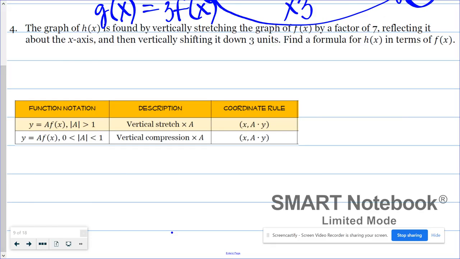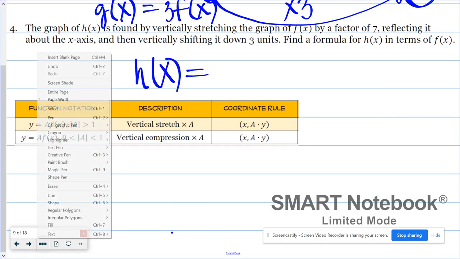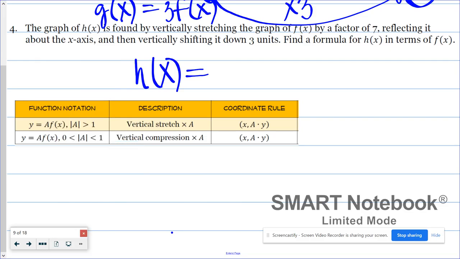Okay, in problem number 4, it says the graph of h of x is found by vertically stretching the graph of f of x by a factor of 7, reflecting it about the x-axis, and then vertically shifting it down 3 units. Find a formula for h of x in terms of f of x. Okay, so let's take this apart piece by piece. Starting with, they said it was vertically stretched by a factor of 7. So that means I'm going to have a 7 out in front of my function, right? Here's my function f of, well, we're going to see, right? But 7 times the function will show that vertical stretch by a factor of 7.